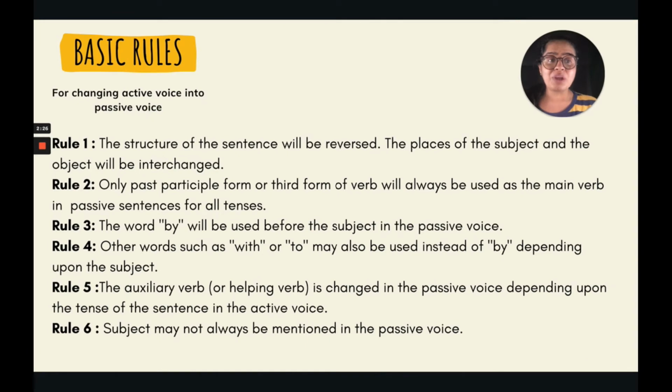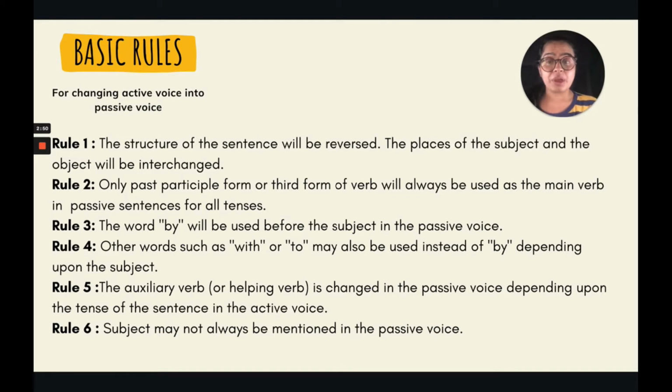Now let's have a look at the basic rules which will help you in changing the active voice into the passive voice. Rule number 1. The structure of the sentence will be reversed. That means the places of the subject and the object will be interchanged. Rule number 2. Only the past participle form, or the third form of the verb, will always be used as the main verb in passive sentences for all tenses.